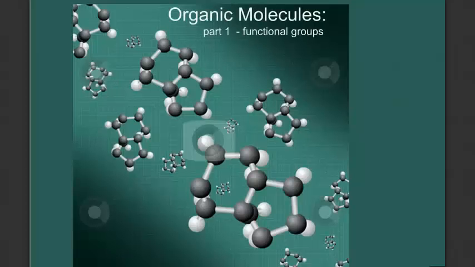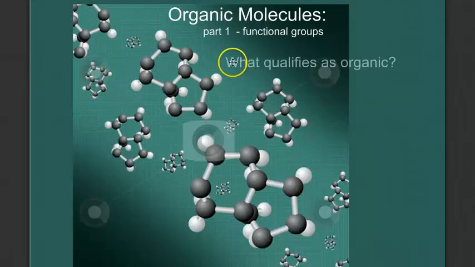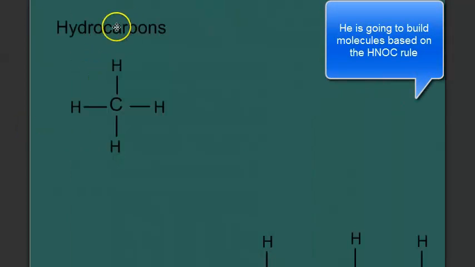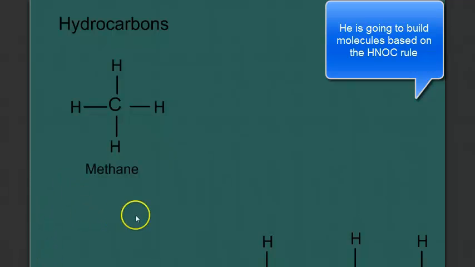In this video, we're going to introduce organic molecules and talk about functional groups. What makes something organic? What qualifies? Well, carbon-based molecules are organic. Let's start with the simplest of our organic molecules, a simple hydrocarbon made of one carbon and four hydrogen. We call this molecule methane, otherwise known as natural gas.